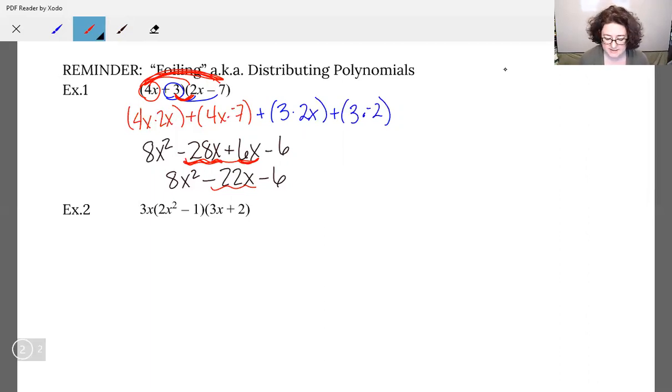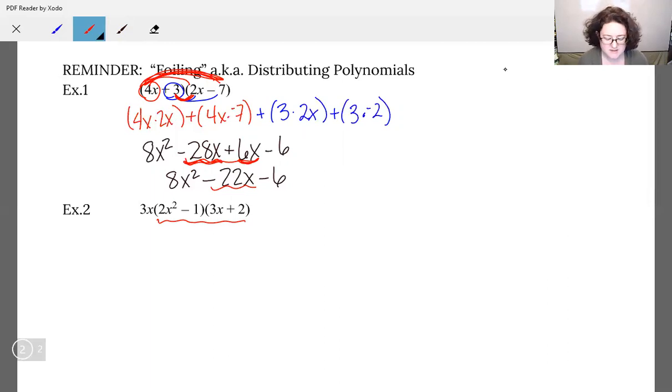Okay, let's look at our next example. This one's a little different. It has a 3x sitting out front, which we're going to start seeing in some of our factoring. But before I apply that, I want to work just with the two sets of parentheses. Now you think, well, why can't I just multiply that 3x over everything? Well, keep in mind, you're trying to do this very systematically.